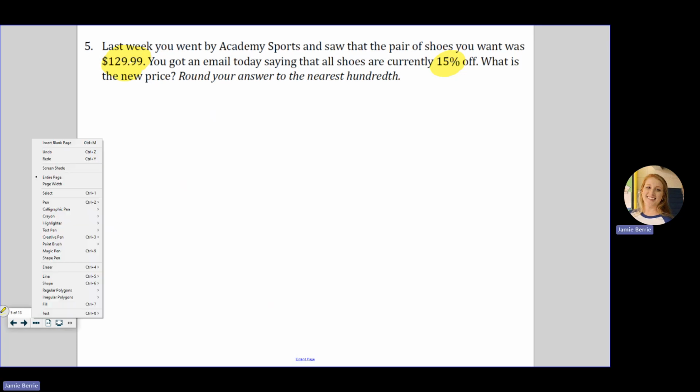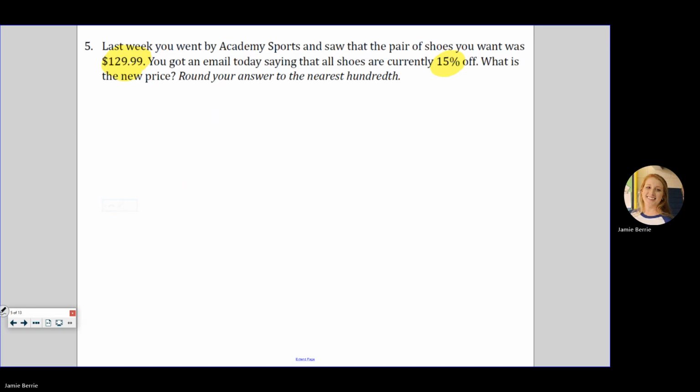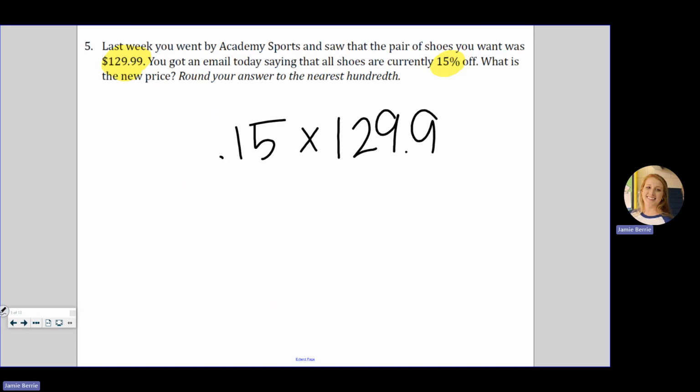Multiply. Why do we multiply by 0.15? That's 15%. Right, that's 15% in decimal form. So you're going to take 0.15 multiplied by 129.99.